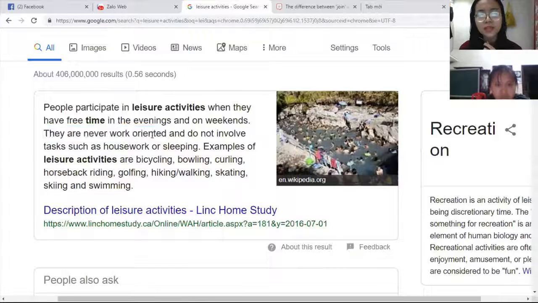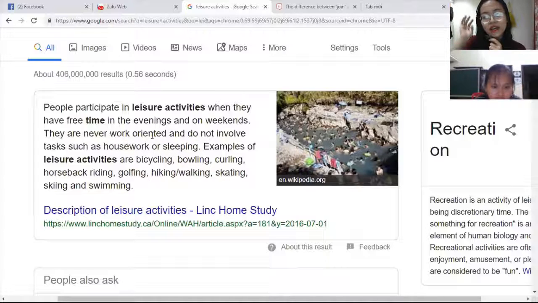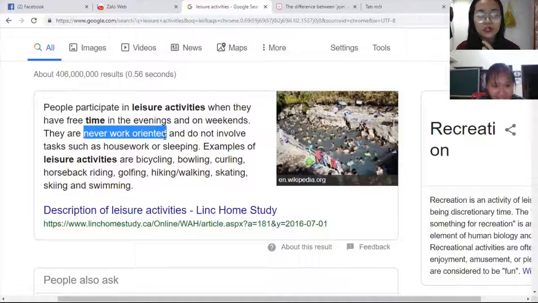They are never work oriented. This means that they do not intend to work in the evening or on weekends. Do you know "intend"? Intend to do something. It means I don't want to work, I only need to relax now. I work all day and now I want to relax, unwind, no more working. And do not involve tasks such as housework or sleeping. So don't force me to do housework, mother. Mother always wants you to do housework, right? Okay, never work oriented.